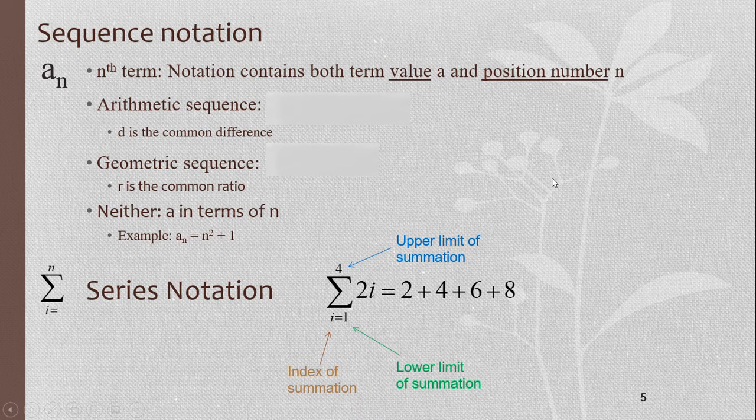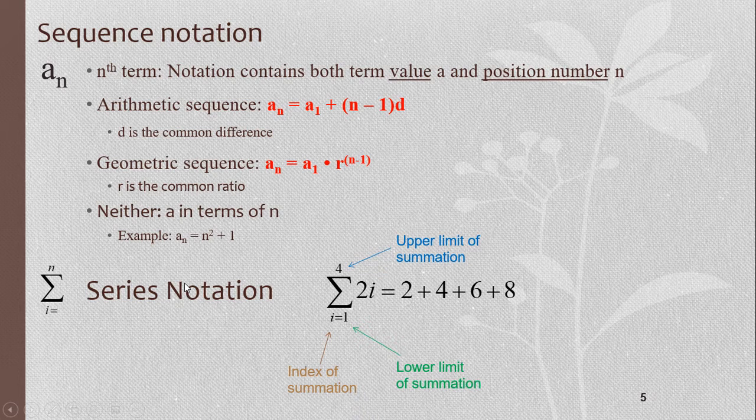So for an arithmetic sequence, I'm going to have something like this. A sub n is the first term, a sub 1, plus n minus 1 differences. Geometric, a sub n equals a sub 1 times the ratio n minus 1 times. And neither, an example would be a sub n equals n squared plus 1. That's neither arithmetic nor geometric.